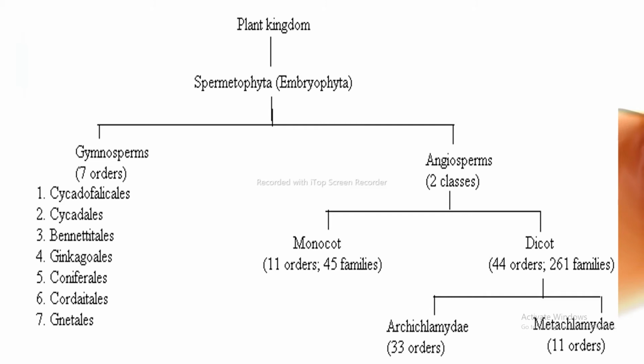On the other hand, angiosperms, which include 2 classes, are further divided into monocot and dicot. Monocot includes 11 orders and 45 families, and dicots include 44 orders and 261 families. So, dicot is further divided into Archichlamydeae, which includes about 33 orders, and Metachlamydeae, which includes about 11 orders.